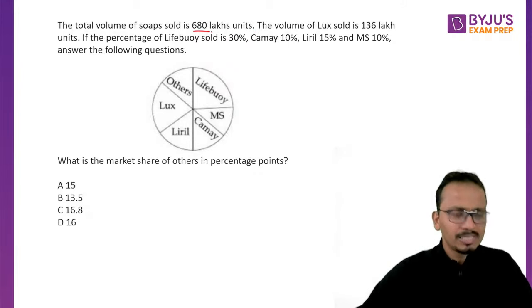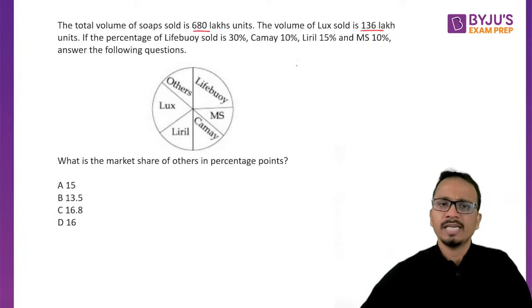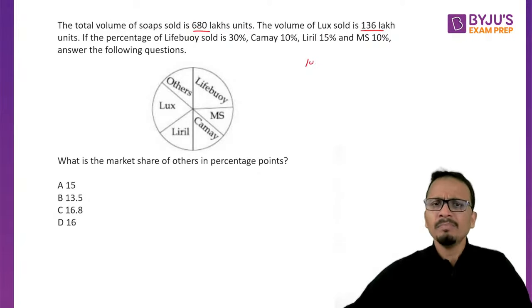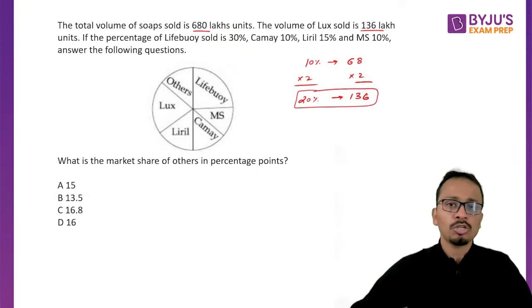So the sum is given, 680, the total. The volume of Lux sold is 136 lakhs. So Lux is 136 lakhs out of 680. Now 10% of 680 is 68. If I multiply it by 2 on both sides, this will become 20%. 68 into 2 is 136. So 136, the volume of Lux, represents 20%. So Lux will be 20%.